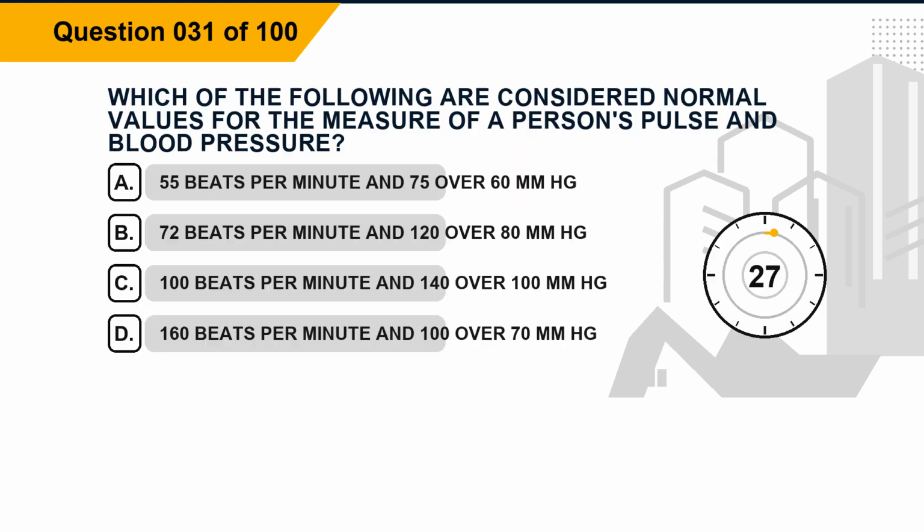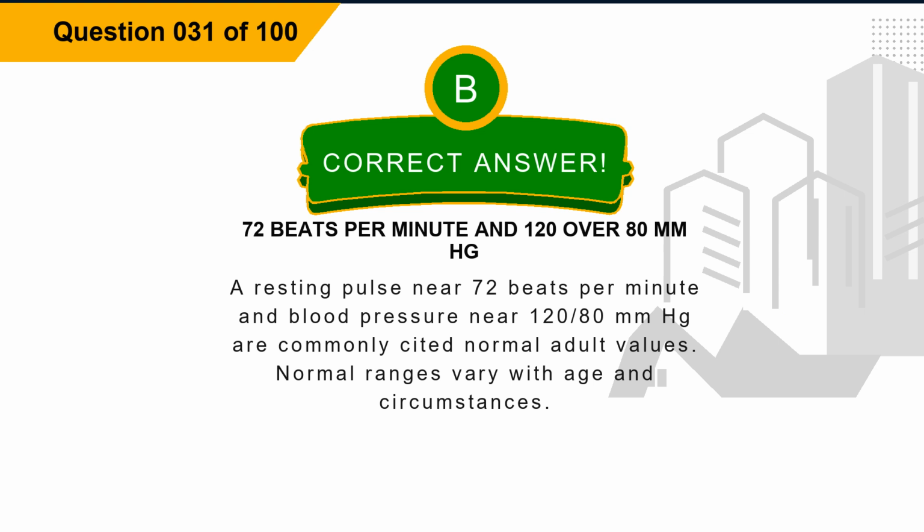Question 31. Which of the following are considered normal values for the measure of a person's pulse and blood pressure? Option A, 55 beats per minute and 75/60 mm Hg. Option B, 72 beats per minute and 120/80 mm Hg. Option C, 100 beats per minute and 140/100 mm Hg. Option D, 160 beats per minute and 100/70 mm Hg. The correct answer is option B, 72 beats per minute and 120/80 mm Hg. Explanation: a resting pulse near 72 beats per minute and blood pressure near 120/80 mm Hg are commonly cited normal adult values. Normal ranges vary with age and circumstances.